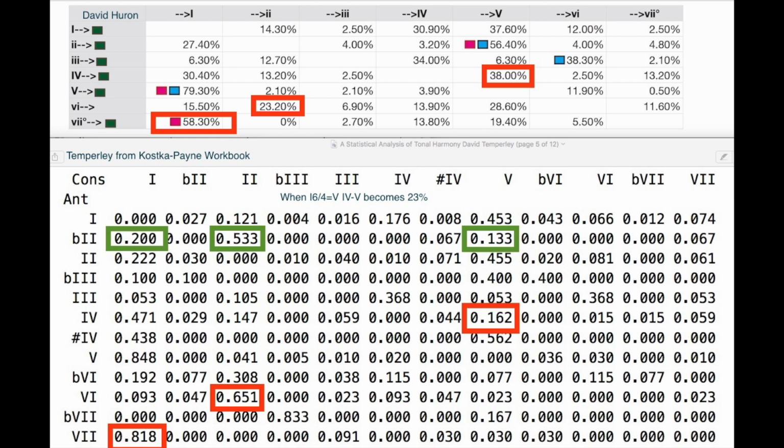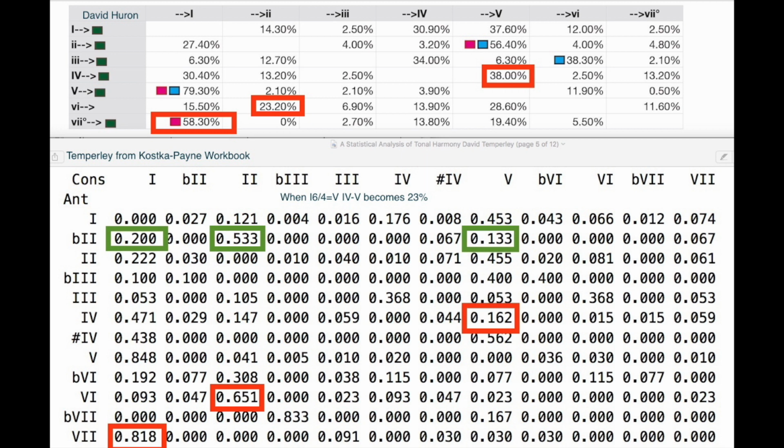A few statistics that aren't similar, highlighted in the red boxes, include 7 diminished to 1, which is at 81% in the Temperley, and 58% in the Huron. Temperley has 6 going to 2 at 65%. Temperley's prevalent progression for 6 to 2 does descend by perfect fifth, and it's the one that's supposed to be typical of functional harmony. I think this discrepancy makes sense, because the Temperley chart is based on a music theory book. Its examples should be cherry-picked to demonstrate functional harmony.